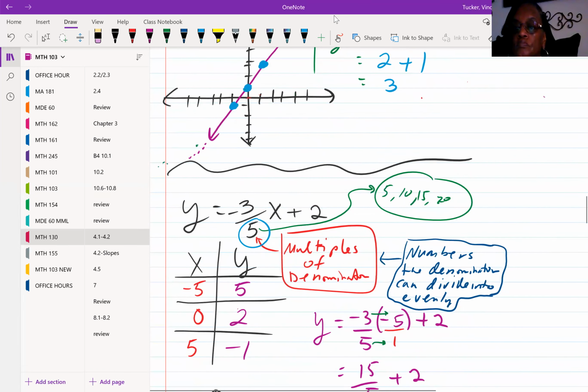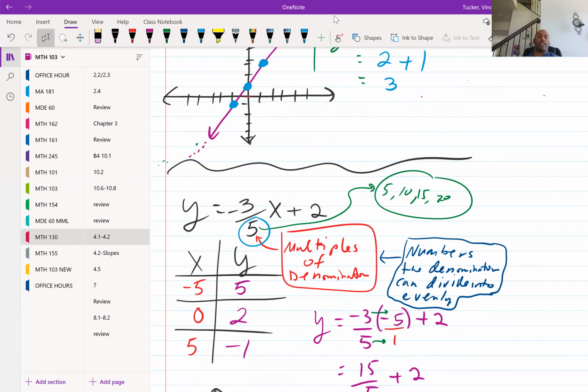All right. So let's look at this next one. This time we have a fraction involved. Notice I have a couple of notes up here. I want us to be okay with what's going on when we have a fraction. You can still choose any value you want, but you do want to be strategic when you have a fraction involved, because you don't want to have to graph a decimal or a fraction if you don't have to. And most of the time it can be prevented.